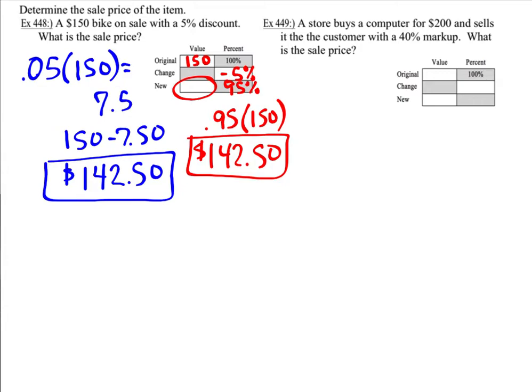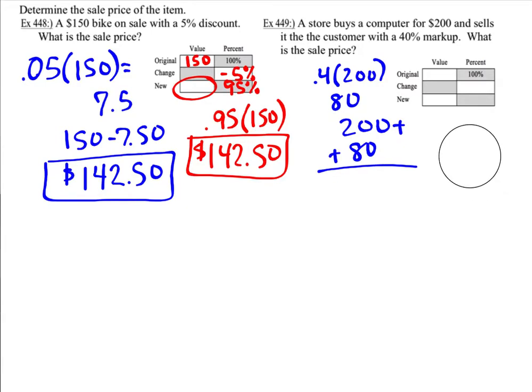Example 449. A store buys a computer for $200 and sells it to the customer with a 40% markup. What is the sell price? Well, we would find 40% of 200 first, and that is $80. We take the 200 and add the $80 to it, and we get $280.